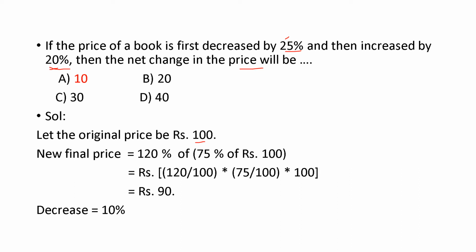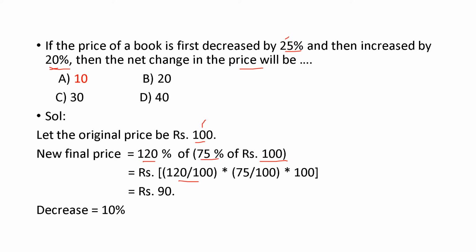Increase by 20% is given. So 120, and before that it has been decreased by 25%. So 75% of rupees 100. 100 is the price of the book; we have assumed it as 100. Okay, so the answer will be 120%.